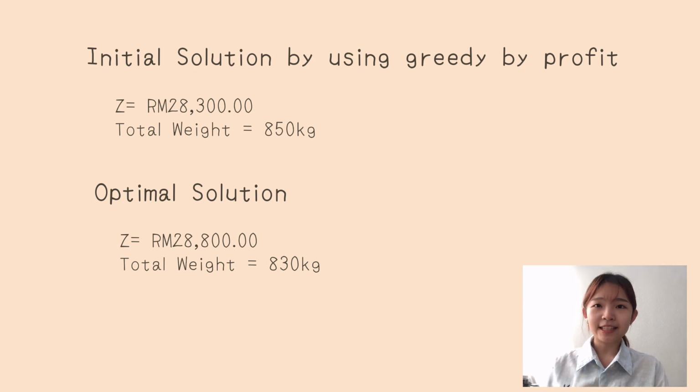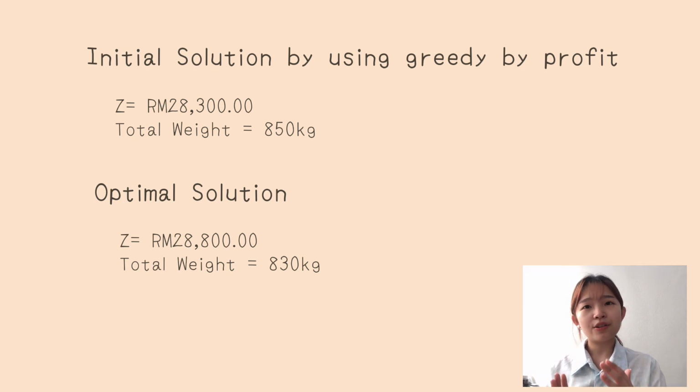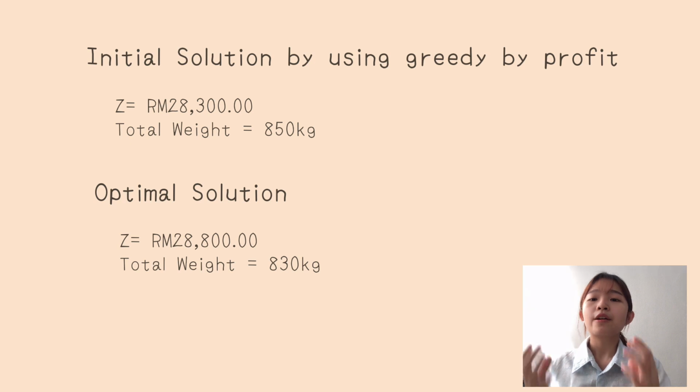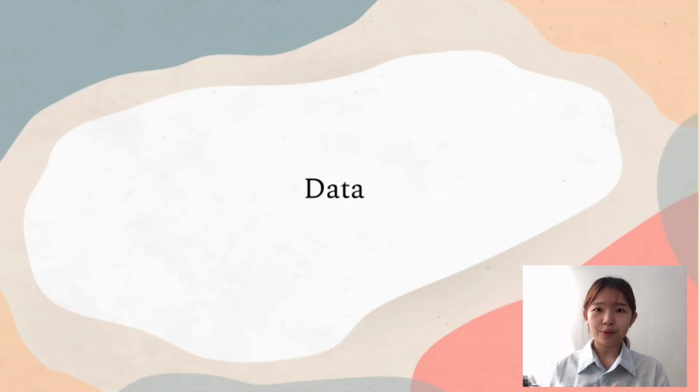We can see clearly that by using this optimal solution, we actually get a higher profit compared to the initial solution. The difference is about 500 ringgit, but the total weight is lower than the initial solution, where the difference is only 20 kg. Since our objective is to maximize the fruit weight that can fit into the van, we choose the initial solution as our final solution, where the total weight is 850 kg and z equals 28,300 ringgit. So now let's proceed to the data.